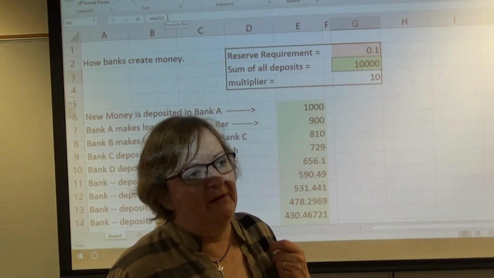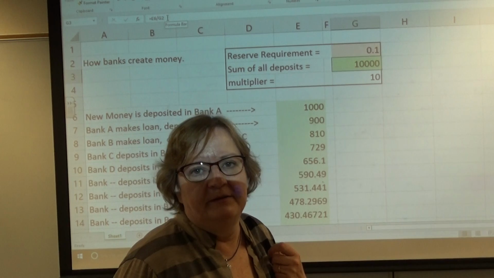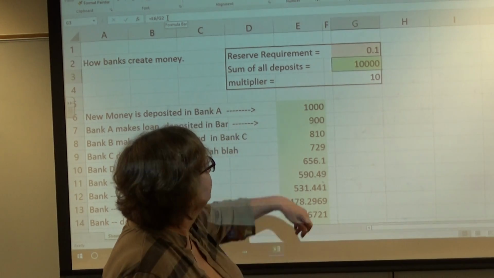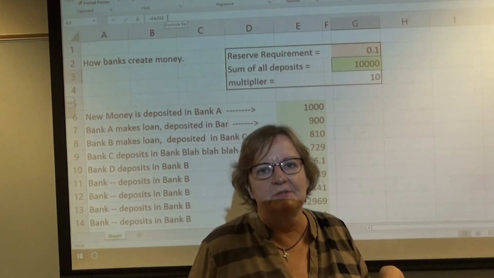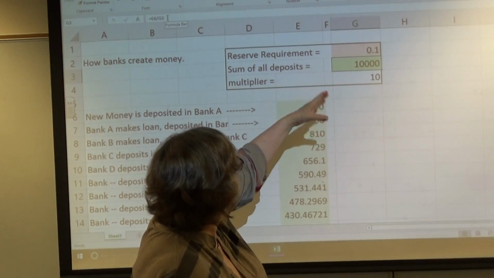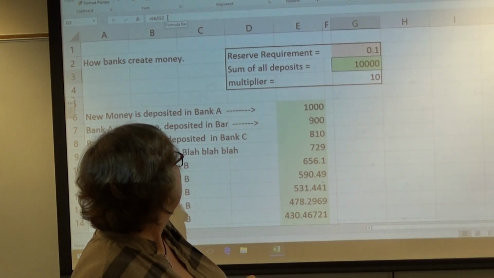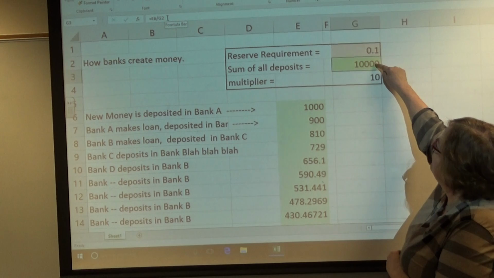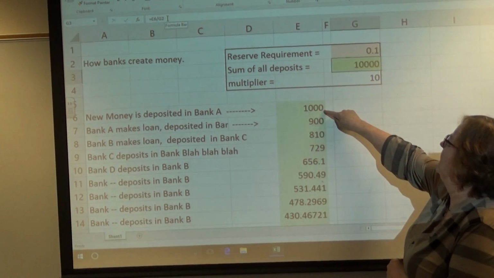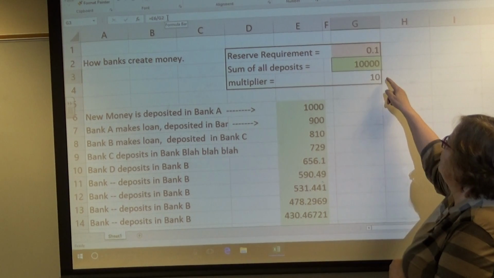So, you know, you come out with 8 cents and they can't loan it. So it doesn't come out exact, it comes out like 9,992 or something. But this is a rough estimate, and it's really easy. And the multiplier is simply the sum of all the deposits divided by the original deposit. So 10,000 divided by 1,000 equals 10.